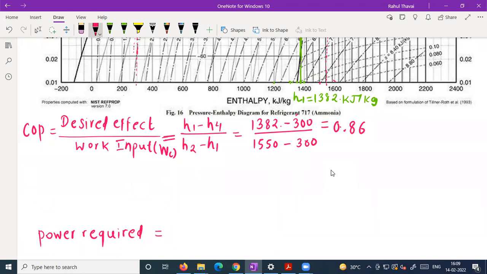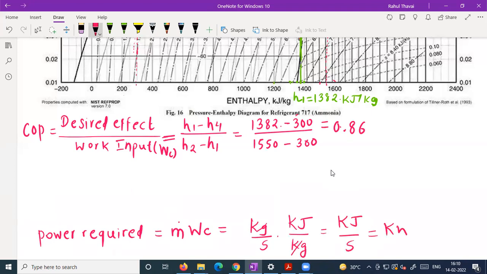So power required is nothing but mass flow rate multiplied by WC. This mass flow rate will be in kg per second, and whatever answer we have calculated is in kilojoule per kg. So kg gets cancelled, it is in kilojoule per second, and that is nothing but kilowatt. Simply, this answer, 1550 minus 300, we need to convert into kilowatt. Because it is in kilojoule per kg, we need to convert it into kilojoule per second, so we need to multiply it by mass flow rate.